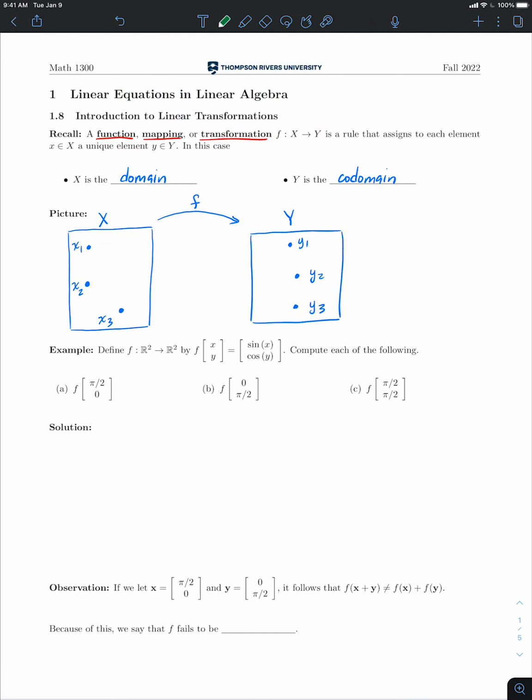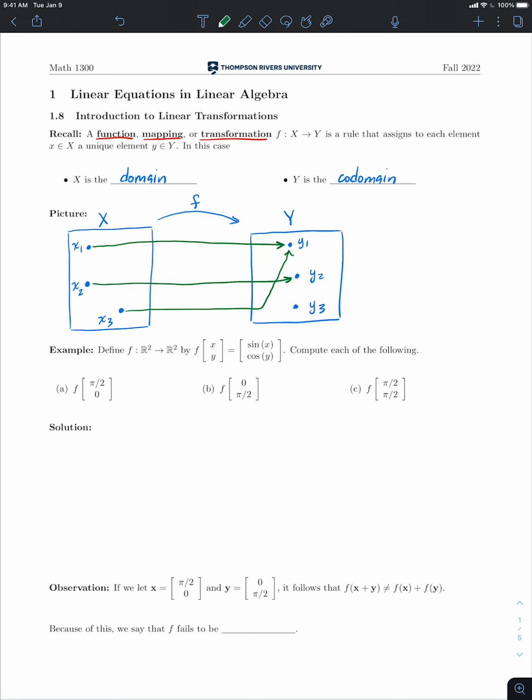So let's come up with some ideas here. Maybe we take x1 and we map it. This is why functions are called mappings. We map the value x1 to the value y1. And then maybe we take the value x2 and we map it to the value y2. And then how about we take the value x3 and we map it to y1. Tricked you there. You thought I was going to go to y3.